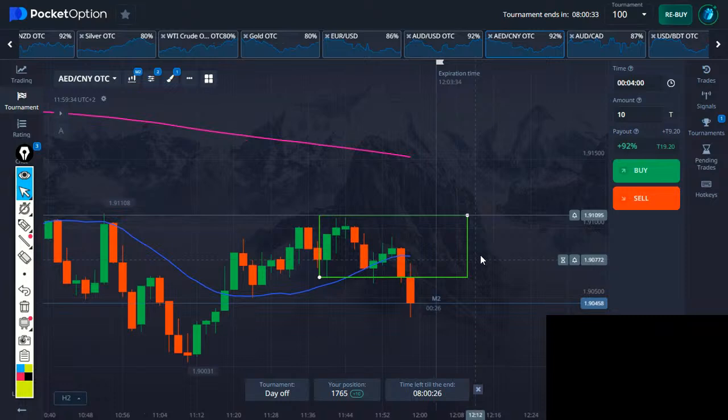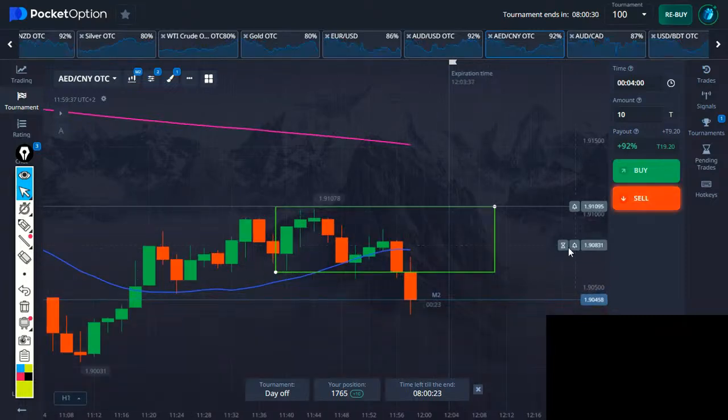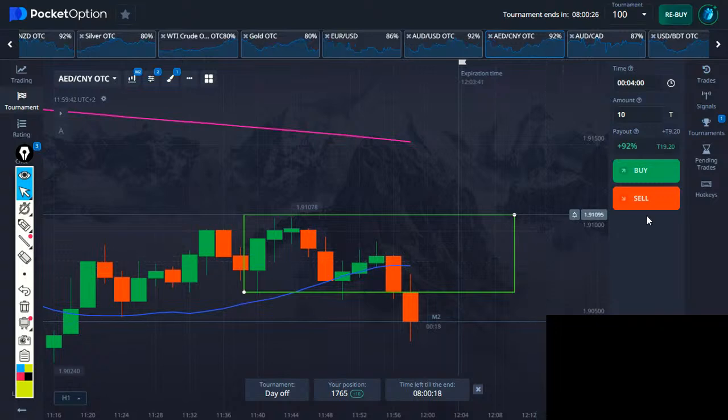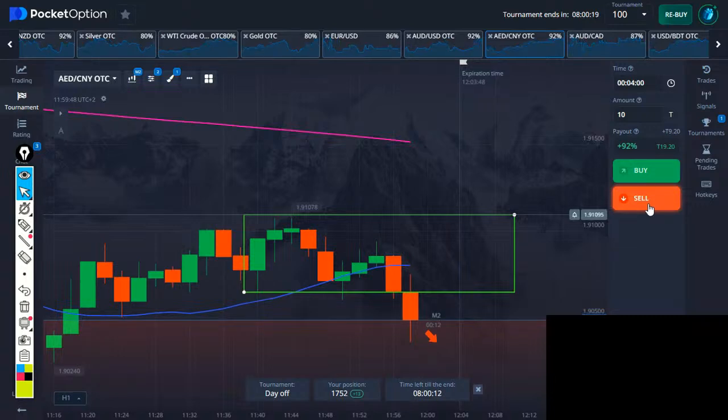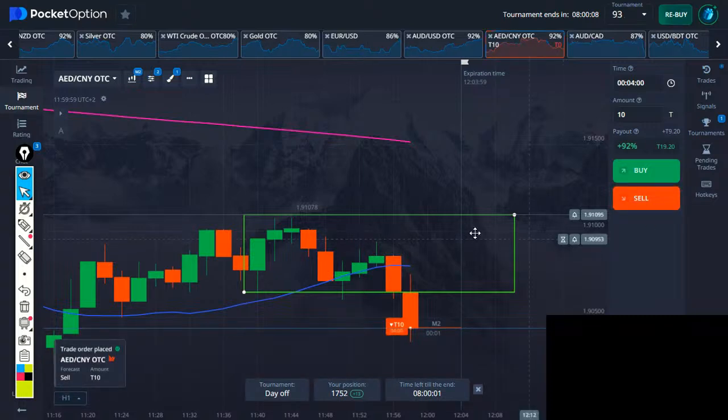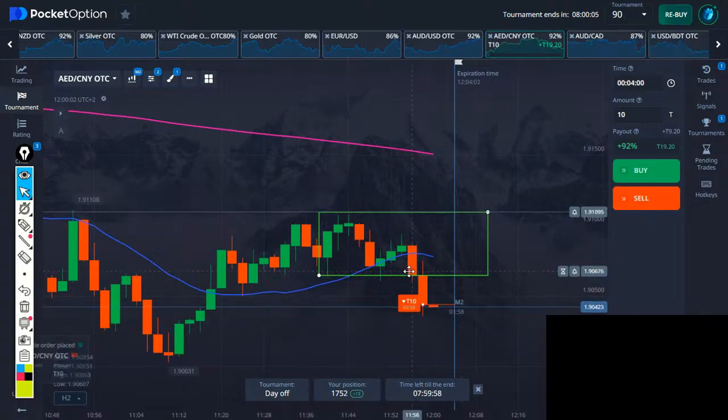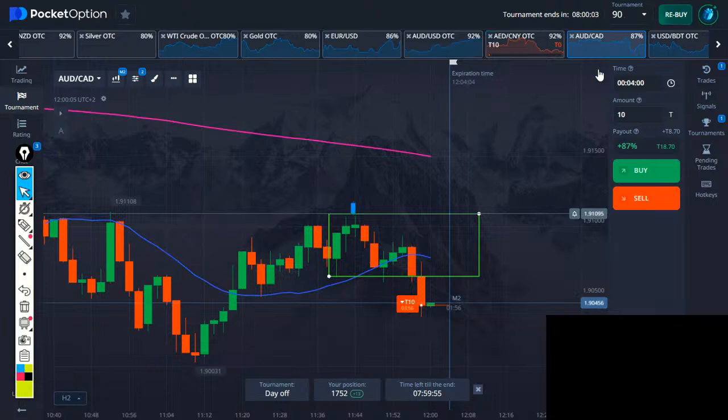This is actually nice. I'll take this one. I need a strong close or a momentum to the downside. Come on, give me a beautiful close. I'll take it. It's a bit risky. I'll take it anyways. Let's see something else.